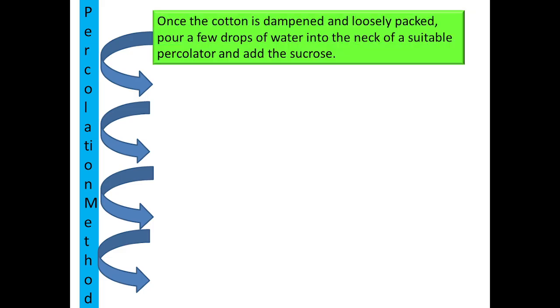Another method is the percolation method. In this method, once the cotton is dampened and loosely packed, pour a few drops of water into the neck of a suitable percolator, and add the sucrose. So you have to dampen the cotton using a few drops of water in the neck of the percolator and then add sucrose.